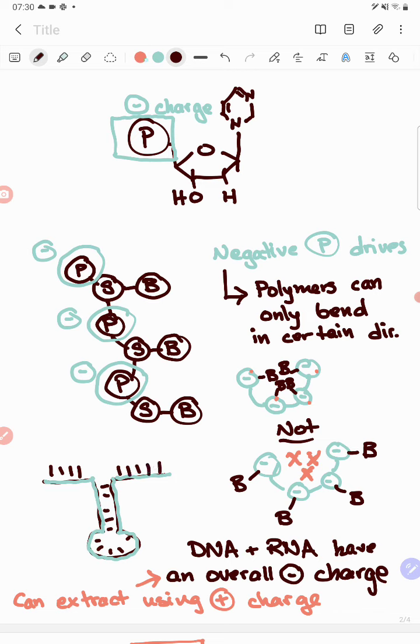Also, the fact that RNA and DNA have an overall negative charge is something that biologists have taken advantage of for decades, which is the fact that you can extract it using a positive charge. So you're actually able to isolate DNA and RNA relatively easily. It's why it's so easy to genotype things, because it's not that difficult to extract DNA from the soup.